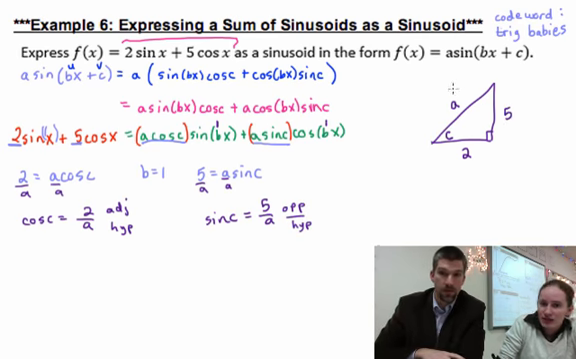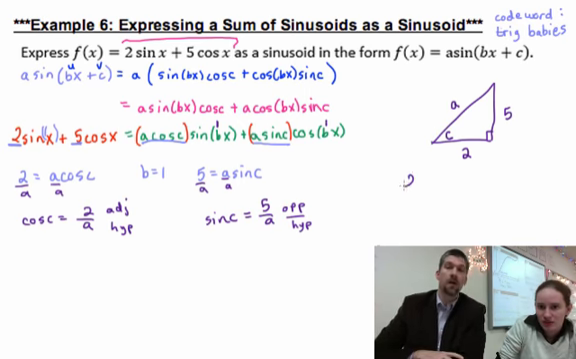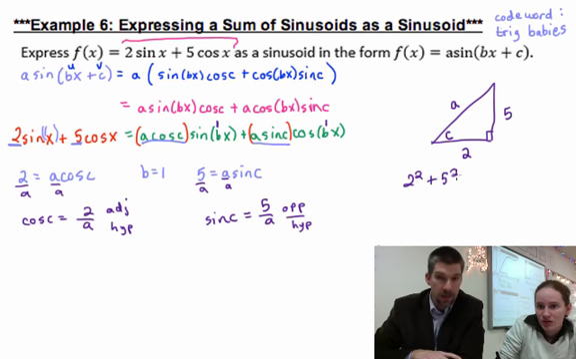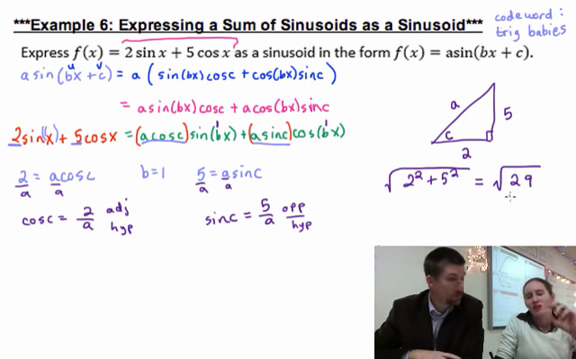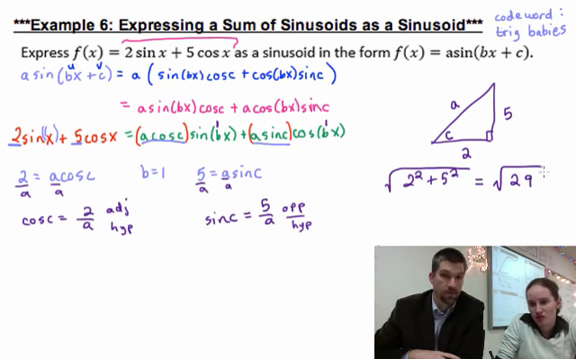Which means that to find A, because we want A, B, and C, I can use Pythagorean's theorem. That's 4 plus 25, which is 29. So A is the square root of 29. Technically we could have a positive or a negative square root of 29, but we choose to make it positive. So that is what A equals. We've got A and B.